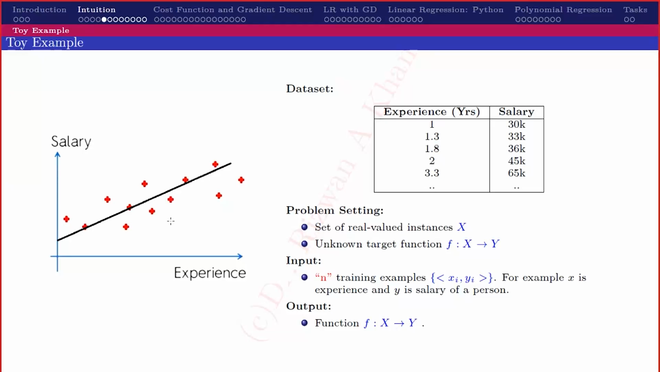Okay. So let's say again, this is the dataset. This is the toy example I'm giving you. This is a dataset of experience versus salary. If a person's experience is 1 year, the salary is 30K. If experience is 1.3 years, salary is 33K, and so on. We are given a set of real-valued inputs, like in a classification problem, and we are trying to find a function that maps inputs to outputs, and this is the output. Our output is also real-valued.